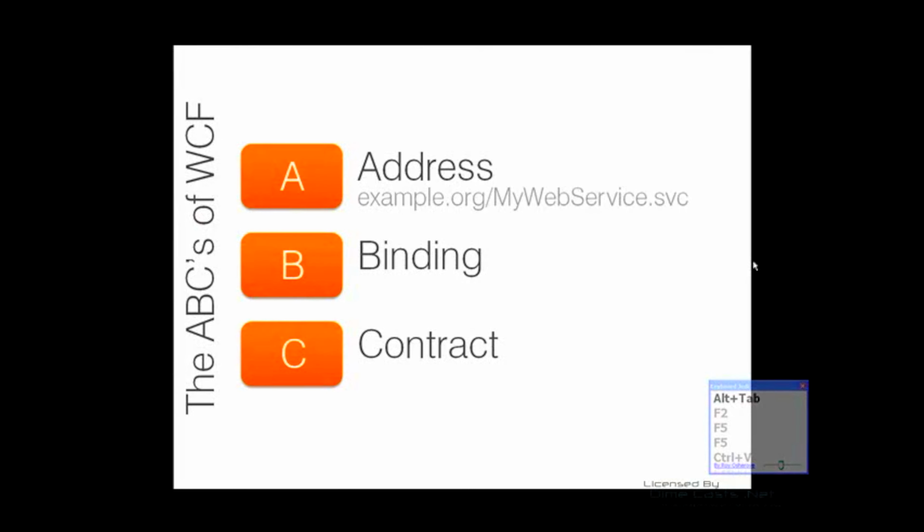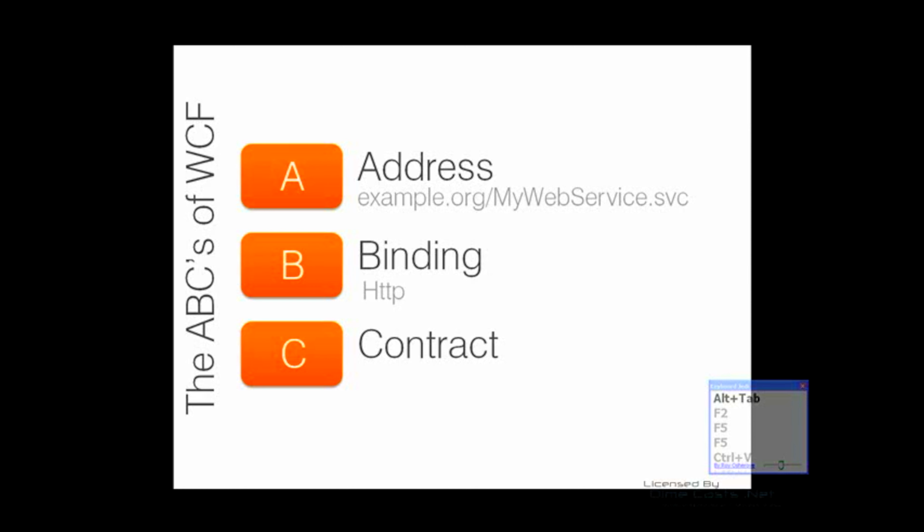An address is the location of where the web service might be located. In this example, we maybe have it on a website /mywebservice.svc. SVC is the extension of the web service. Then we're also going to have the binding. The binding is how we are going to communicate over the wire. Is it going to be HTTP, MSMQ, or some other type of binding, TCP, etc.? There are many different bindings. We won't be able to get into all of them today.